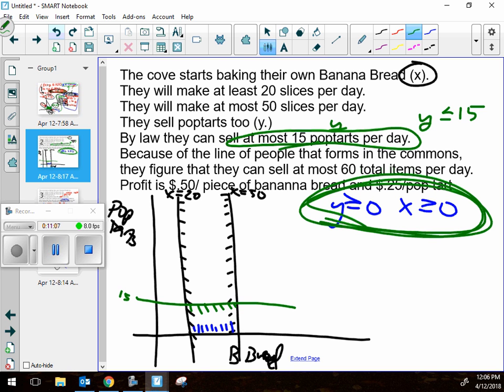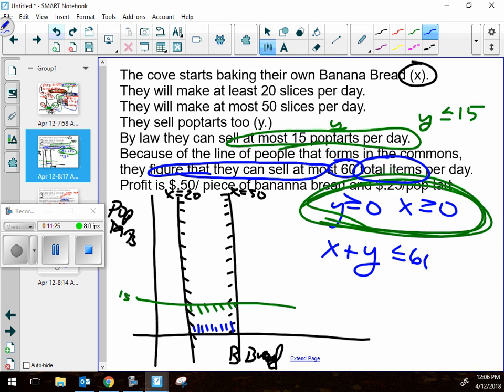So I'm getting close. And last but not least, I needed to have this line that would go diagonal, and that would be this equation. That x plus y, the total that they can sell, at most 60 total items, less than or equal to 60. How many of you had x plus y has to be less than or equal to 60? Good. That's one of the toughest ones to find.